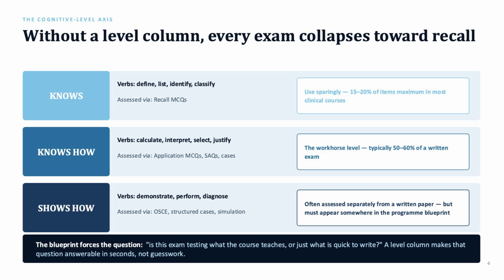Next is knows how, the workhorse level. This involves application and interpretation, with verbs like calculate, interpret, and justify. It typically makes up 50 to 60% of a written exam. Finally, shows how represents the highest level, focusing on performance and diagnosis. This is assessed through OCEs, structured cases, and simulation, often separately from written exams, but mandatory in the blueprint.